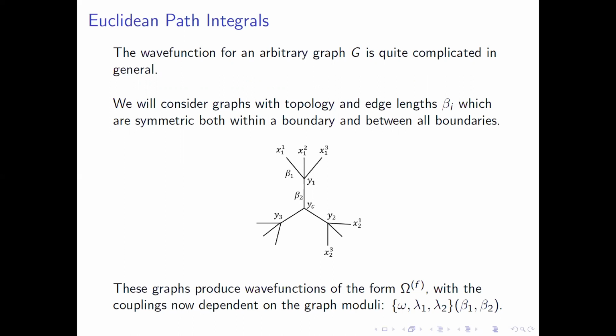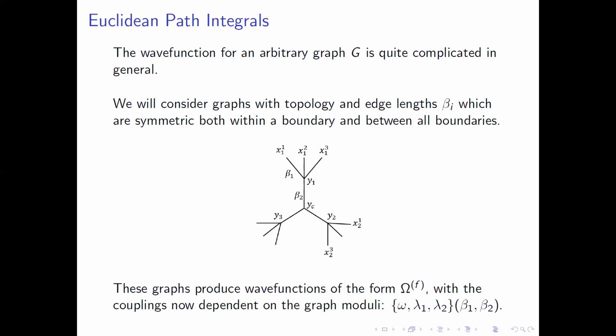So you can see a picture here of what is essentially the dimensional reduction of a 3-boundary wormhole. So there are 3 different parties that we're considering here. And the internal lines, so lines between, say, y1 and yc, or y3 and yc, those all have weight beta 2. And the external lines, which are between, say, any x vertex and any y vertex, those external lines all have weight beta 1. So if you perform the Euclidean path integral for the harmonic oscillator on such a graph, what you will obtain is a wave function of exactly the form omega f that we discussed before in the previous part of the talk.